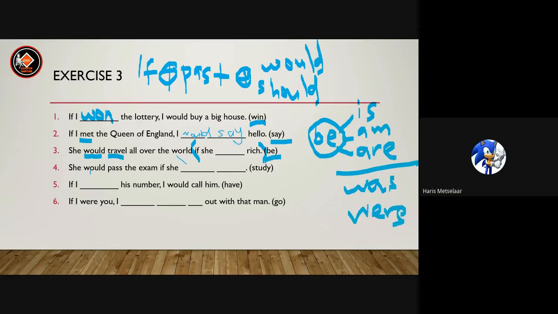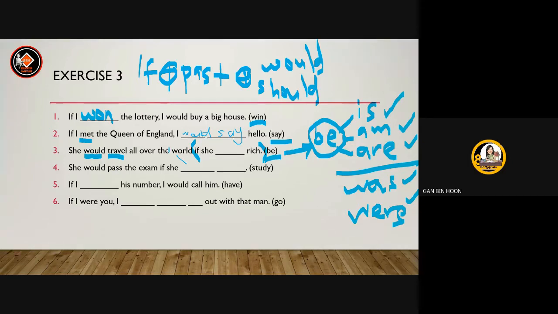She would travel all over the world if she reach B. Was. Cannot be was. Be. I'll just tell you. Be means it is, are, or am, or past tense, was, and were. This comes under be. Okay, be means that if present tense it is is, am, or are. If past, it is was or were.